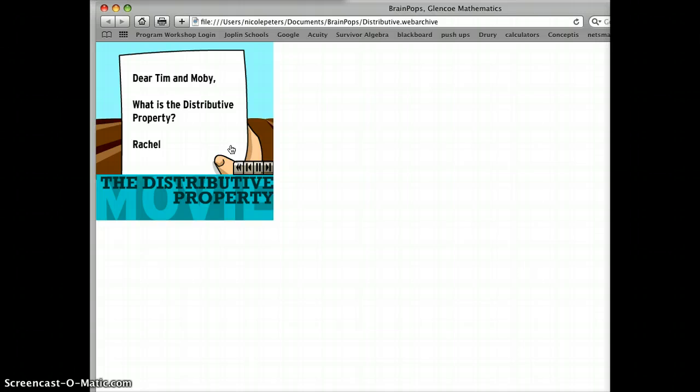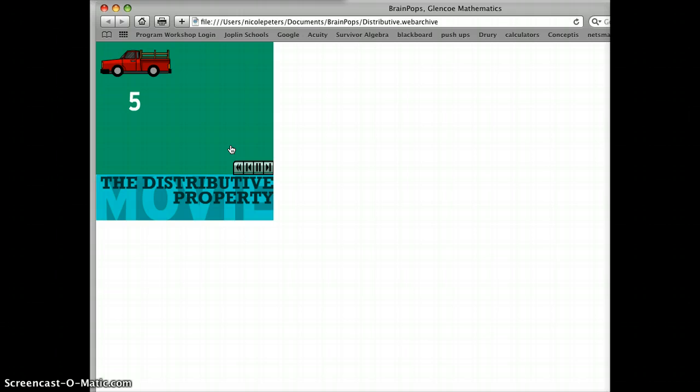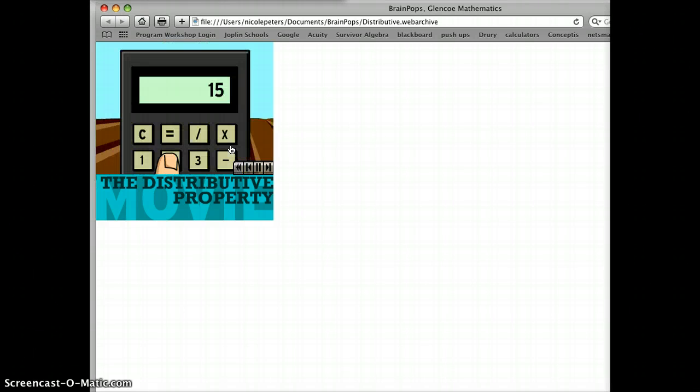Dear Tim and Moby, what is the distributive property? From Rachel. Well, we can use the distributive property to figure out how many animals are coming in today. 5 trucks are coming today, and each one is carrying 4 cows and 11 chickens. So that's 5 trucks times 4 cows plus 11 chickens. There are a couple ways to solve this problem. Remember that we work with the parentheses first. It looks like in each truck there are 4 plus 11 is 15, and then we have 5 trucks, so 5 times 15 will get us our answer. So we have 75 animals coming in today.